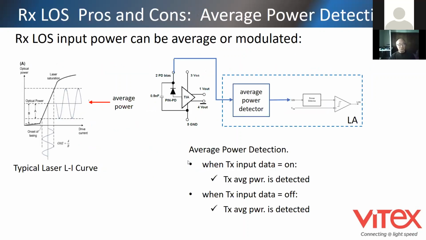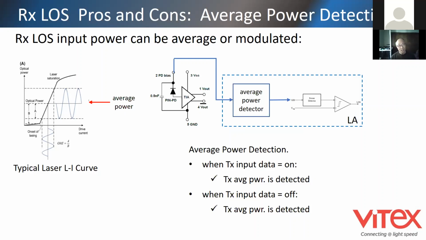Okay. So the first question I would ask you is, do you know the receiver LOS can be based on average receiver input power or can be based on modulated input power? In the next two slides, I will show you the basic differences. On the first one, I would explain the average power detection, which has been with us for many, many years.